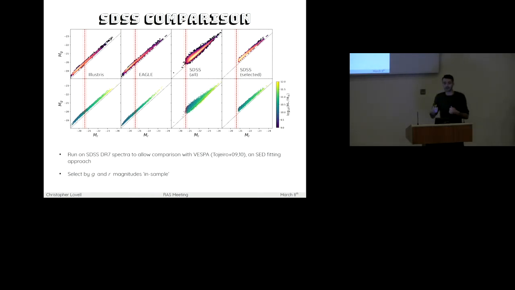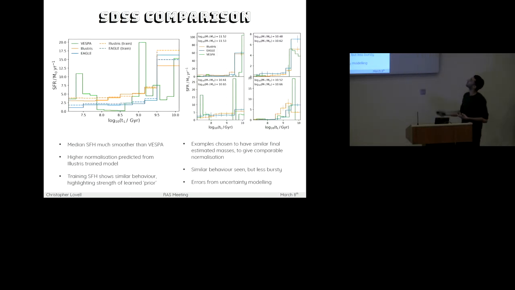We selected SDSS galaxies by their g, n, r magnitudes in sample. As you're probably all very aware, machine learning approaches don't work very well on out-of-sample data. So we've used this quite constrained cut, at least for this part of the project. We're looking at extending this, and we're limited, I guess, by the spectral modeling of the simulations.